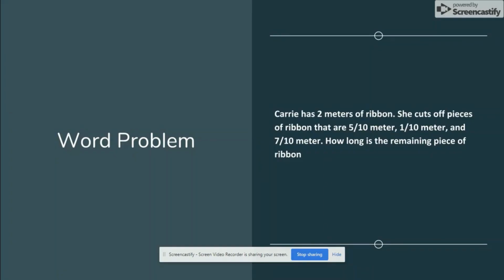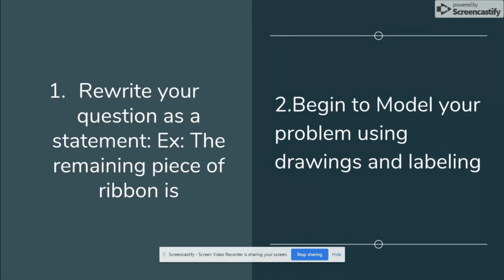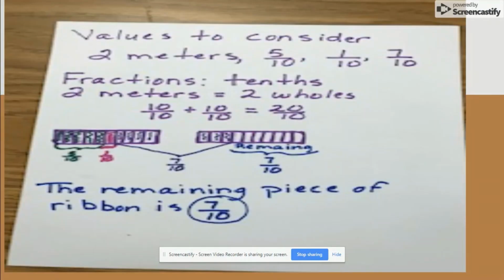Here's your word problem. Carrie has 2 meters of ribbon. She cuts off pieces of ribbon that are 5/10 meter, 1/10 meter, and 7/10 meter. How long is the remaining piece of ribbon? Again, you're going to rewrite your question as a statement. Example: the remaining piece of ribbon is... Then you'll begin to model your problem using drawings and labeling.